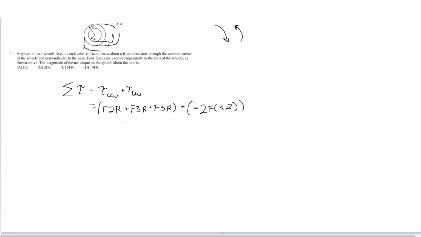So we put these all together, we're going to get 2 plus 6, so 8FR. And then minus here, we're going to get 6FR. So in total, we get 2FR. So our answer is going to be B.